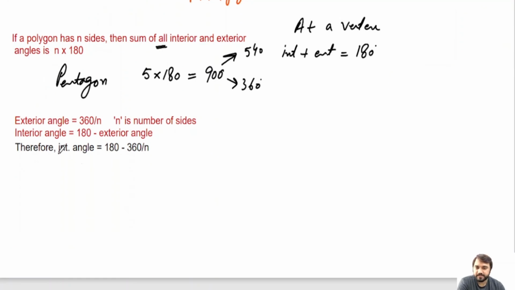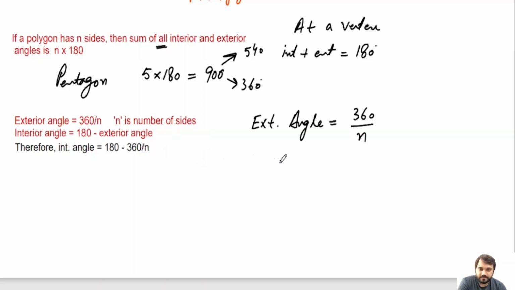The next point is exterior angle. You can calculate the exterior angle by this formula: exterior angle would be equal to 360 degree divided by n. Again, n is the number of sides, you just put it there.